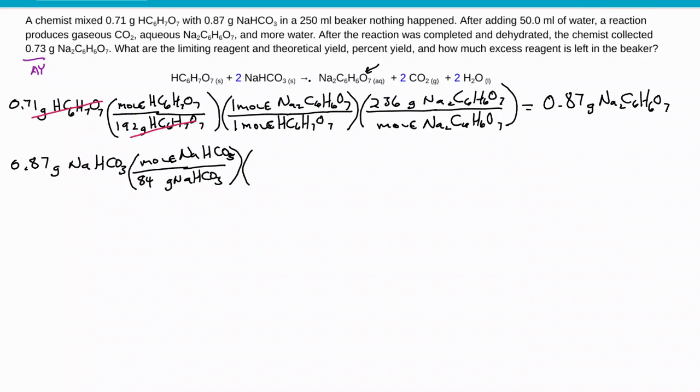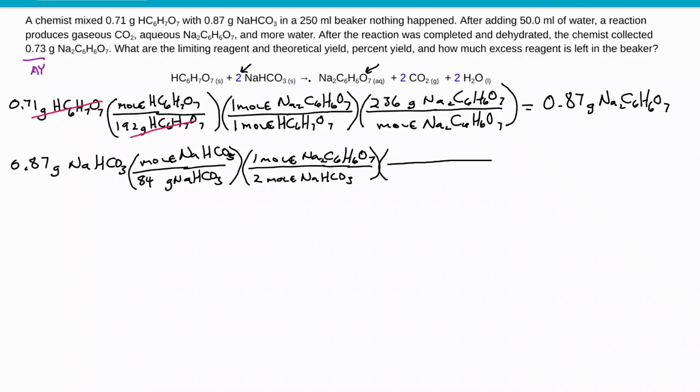Parenthesis, fraction bar, and whatever unit's on top, put it on the bottom. And in this case, though, there are 2 moles. If you look at the balanced equation, there are 2 moles of baking soda to 1 mole of the disodium citrate. So write that down, 2 NaHCO3 to 1 mole Na2C6H6O7. And now I just copy the top because it's the molar mass.